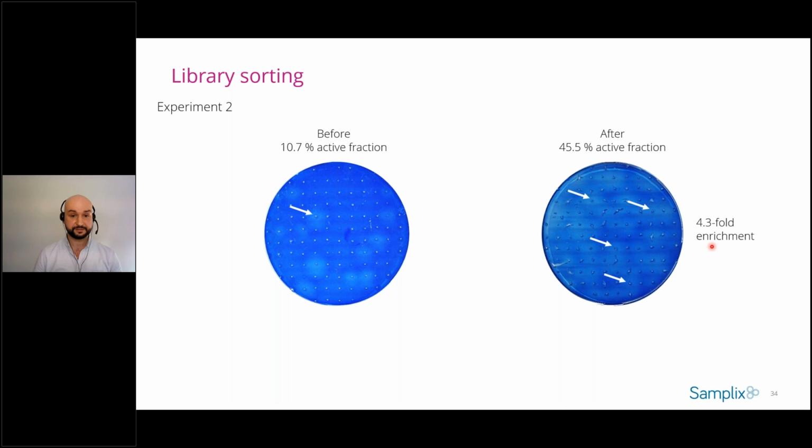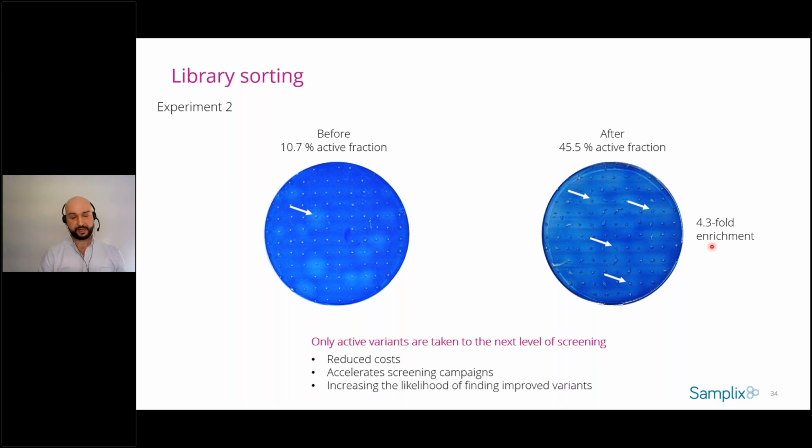producing active enzyme. And with these active libraries, with active variants, we can now move on to the next level of screening. By this, we can reduce the costs and accelerate screening campaigns. And because we used a high mutational load, we can also increase the likelihood of finding improved variants.